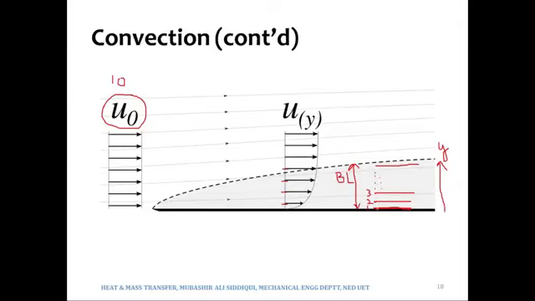Now let's talk about the heat transfer. What will happen is that the first layer, which is in direct contact with the surface, would have the same velocity as that of the surface, and if the surface is not moving, if it is at rest, then that first layer would also be at rest.